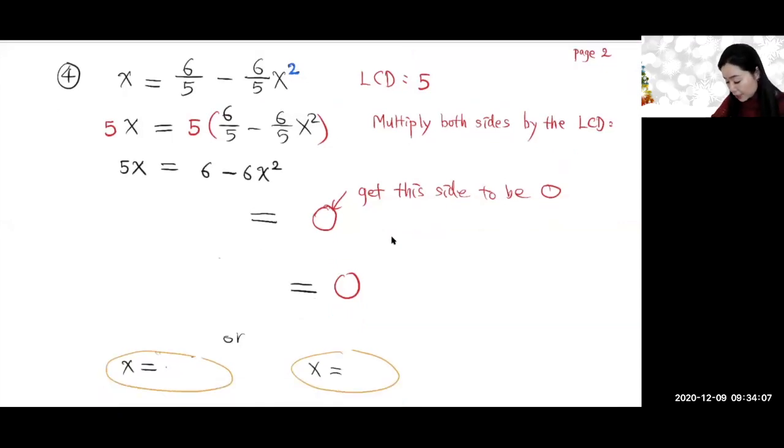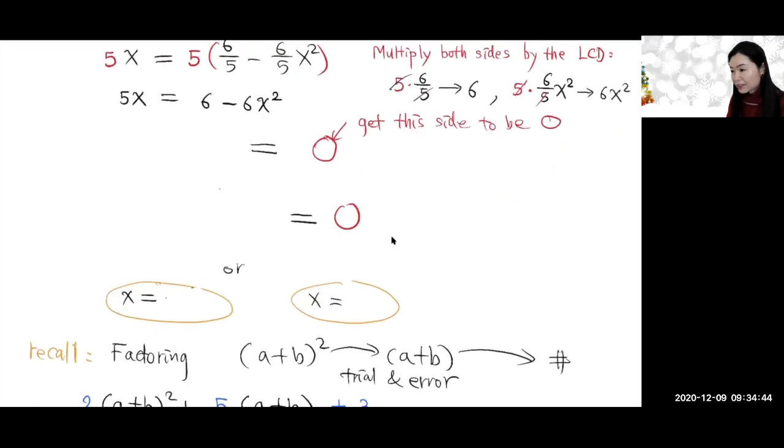So what I have done here is I have 5 times the 6 over 5, then this 5 here cancels, so that will give me 6, right? Okay. And also when you have this 5 times 6 over 5 x squared over here, then the 5 here also cancels, so that will give me 6x squared over here. So that's how I get this 6 here and the 6x squared over here, okay? Okay, now this equation looks much simpler, okay? So it doesn't involve fractions, okay?